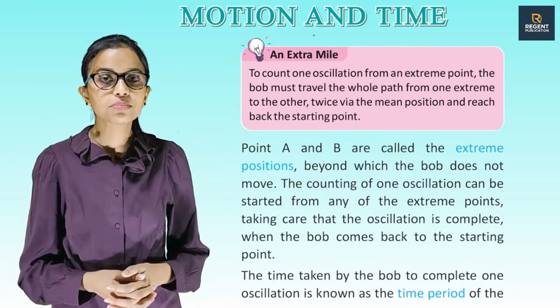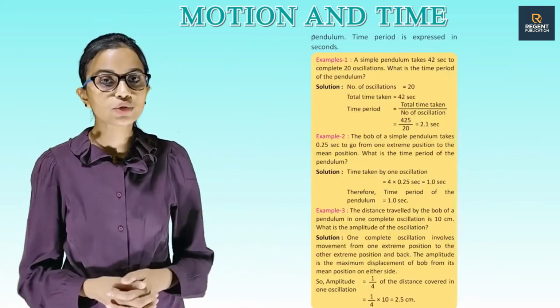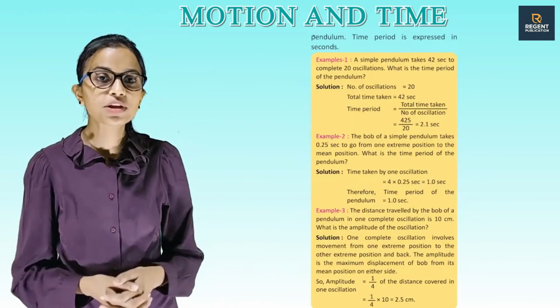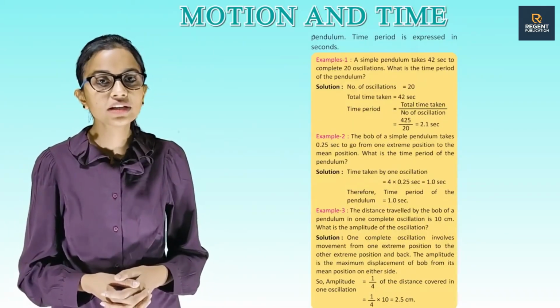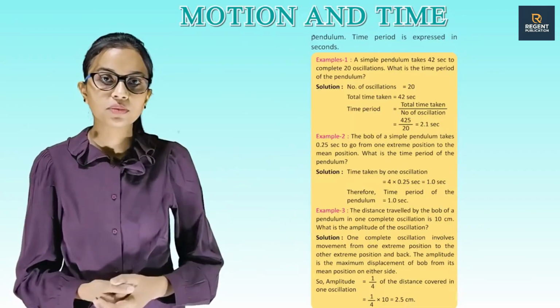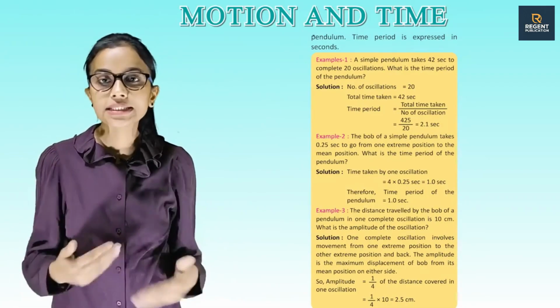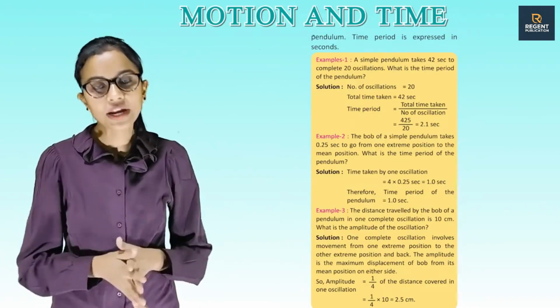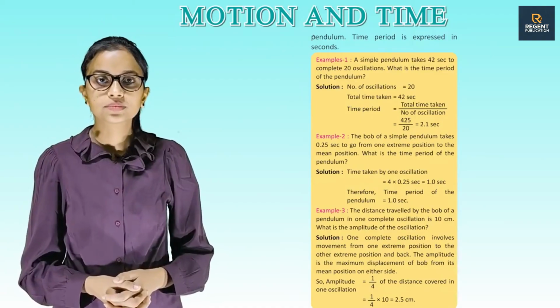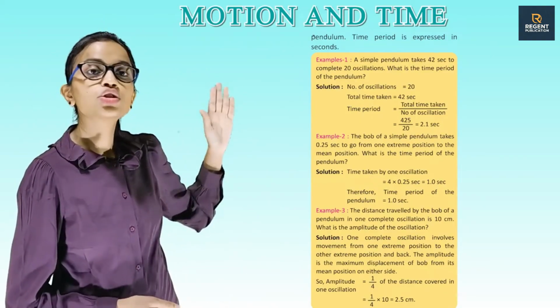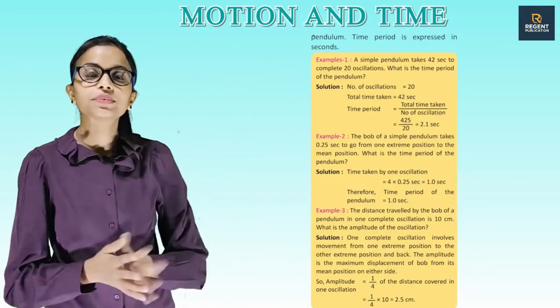The time taken by the bob to complete one oscillation is known as the time period of the pendulum. Time period is expressed in seconds. So children, these are the examples. See these examples, try to understand them, and also practice them in your copies. Examples 1, 2 and 3.